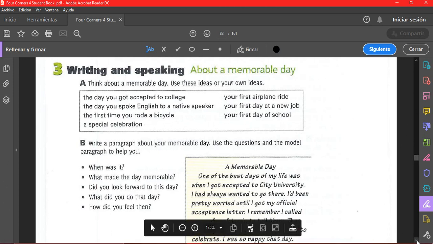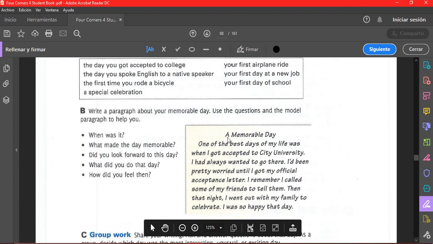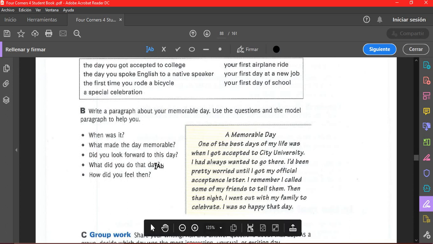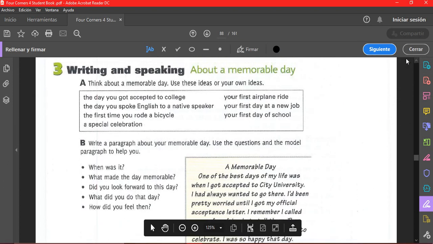So these are the options you have to write about a memorable day. You're going to write a paragraph similar to this paragraph, and you're going to answer these questions. When was it? What made the day memorable? Did you look forward to these days? What did you do that day? And how did you feel then? So you're not going to answer question by question. No, you're going to write a paragraph where obviously you're going to answer these questions. Then you're going to socialize in the class.